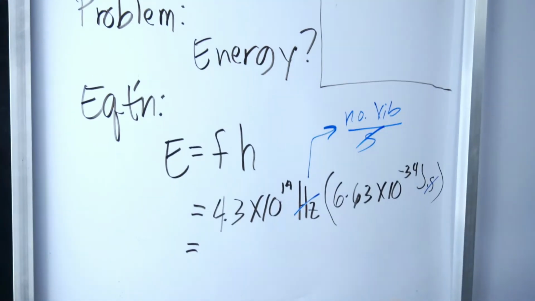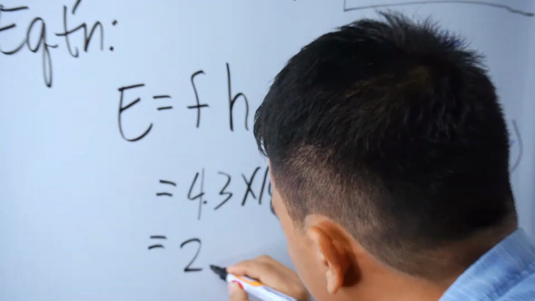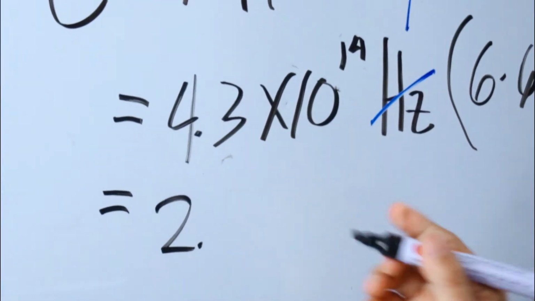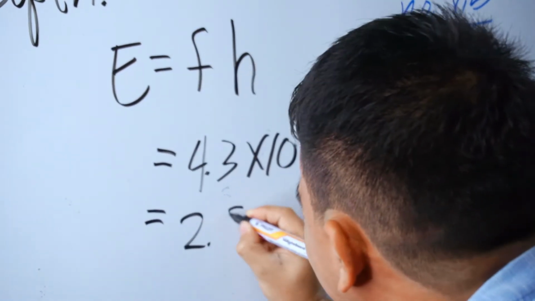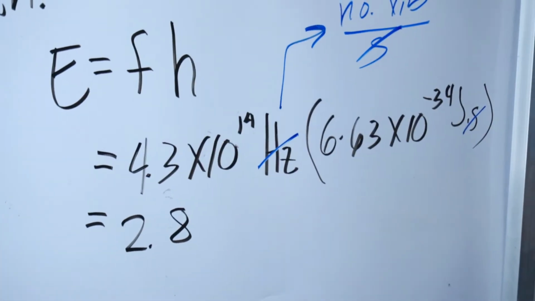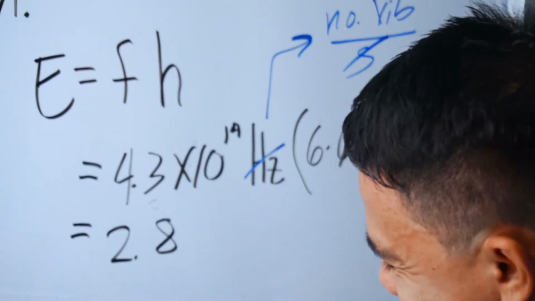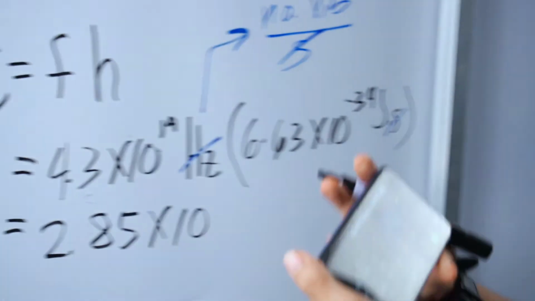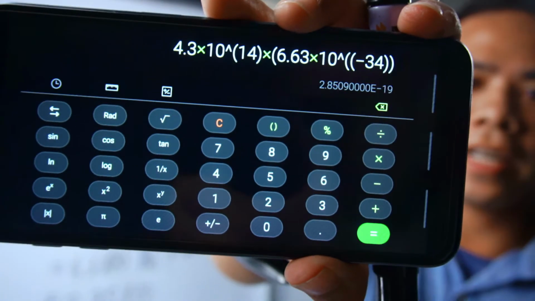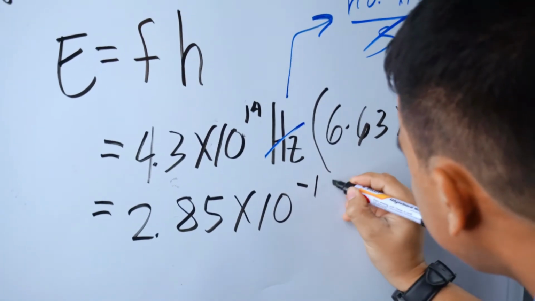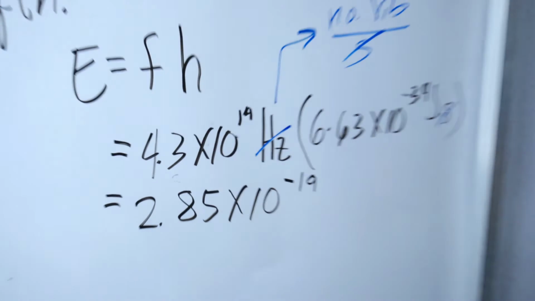You got it. Okay, so this is 2.8. Then 5 times 10 to what? To negative 19. Okay, so negative 19.